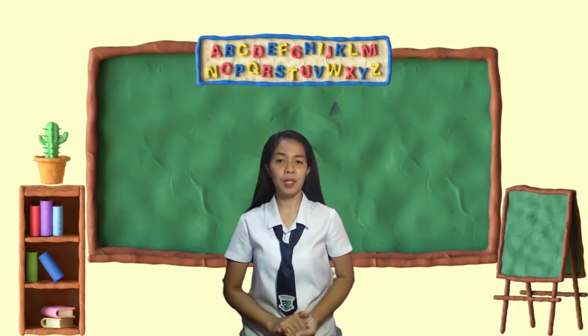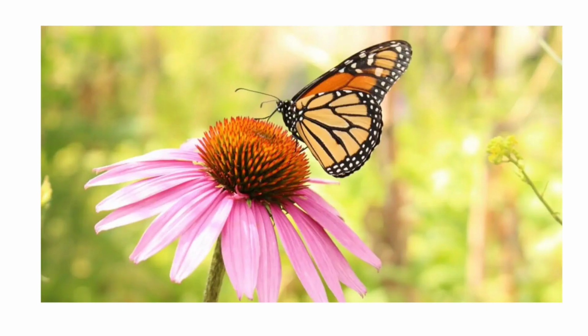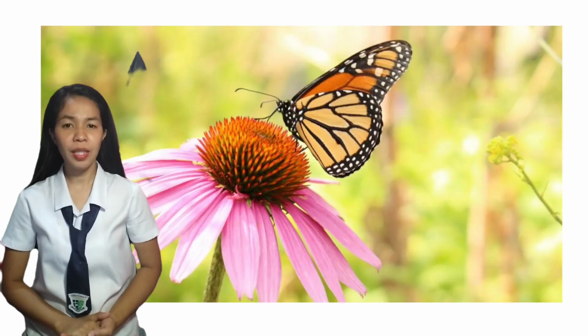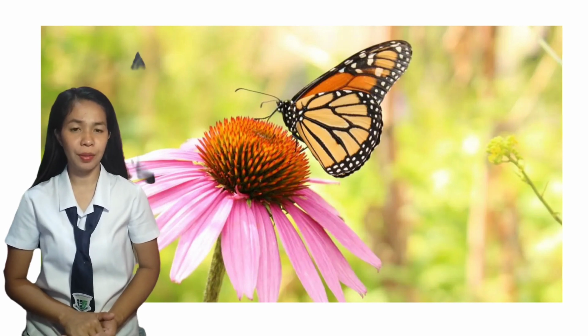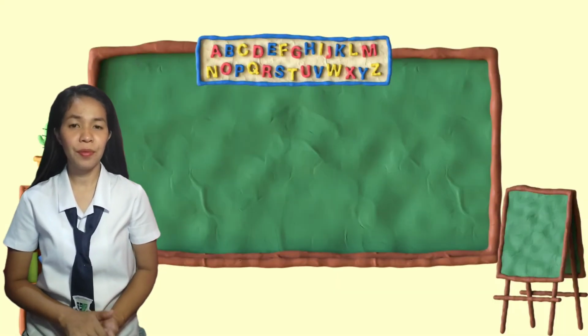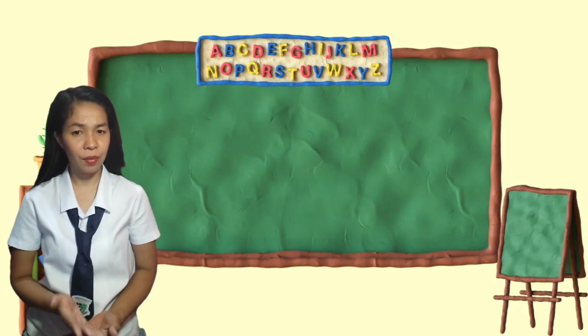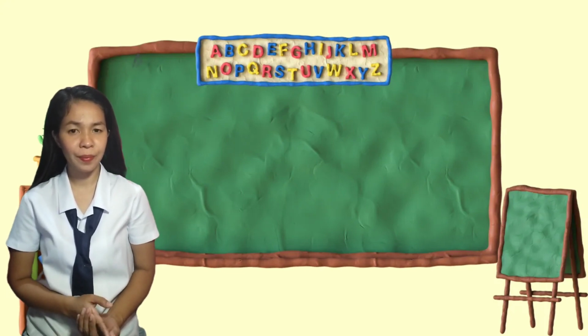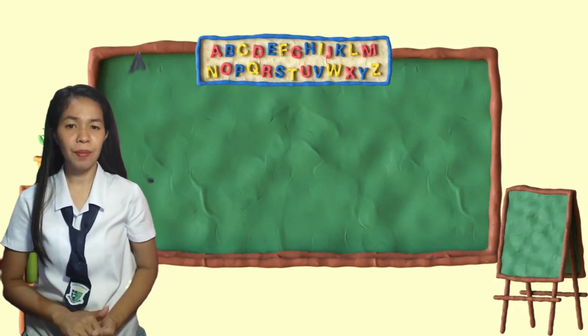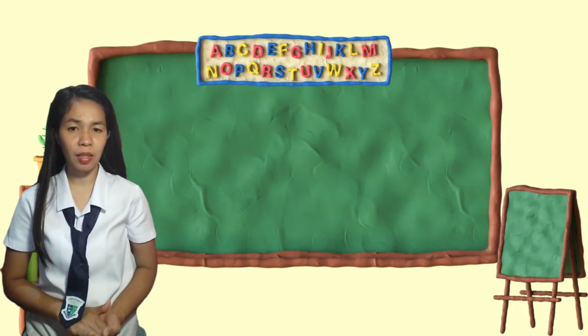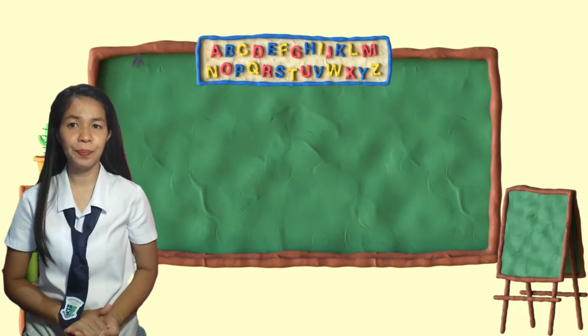So take a look at this picture. What organism can you see? Very good. A butterfly and a flower. Butterfly obtains nectar from the flower. Who benefits from this interaction? Marie Quiz, what is your answer? Very good. The butterfly benefits from the flower by taking its nectar, which they make food.